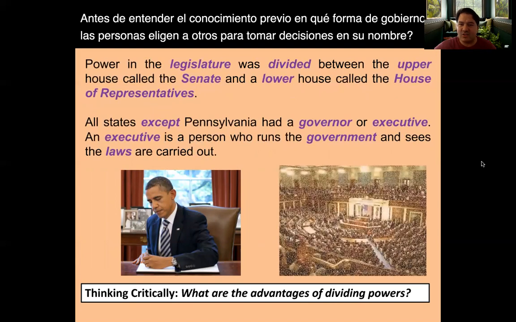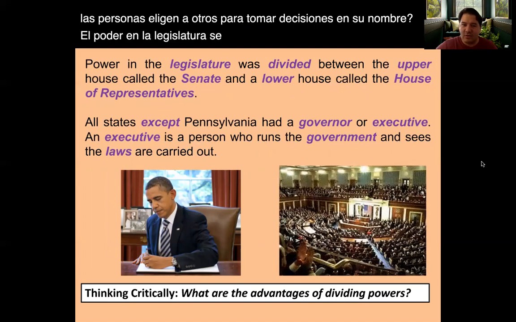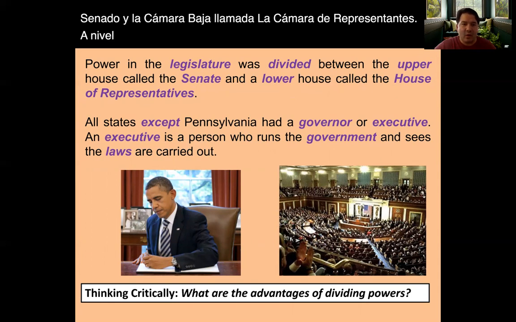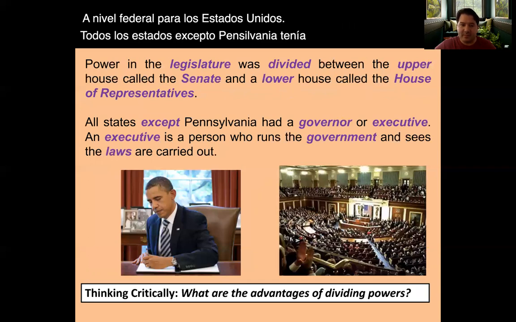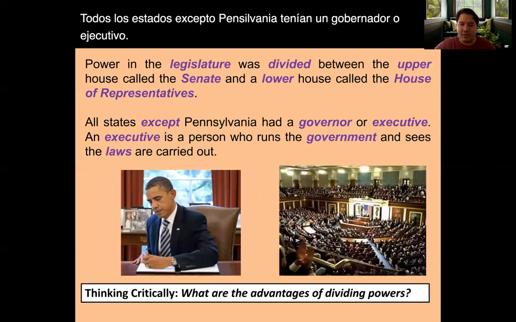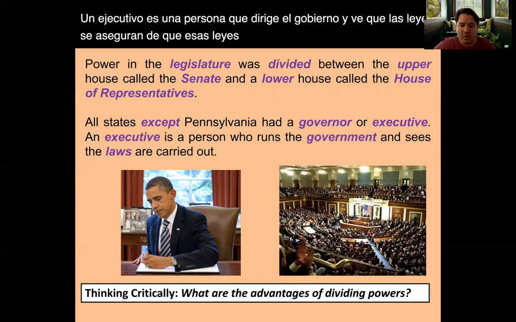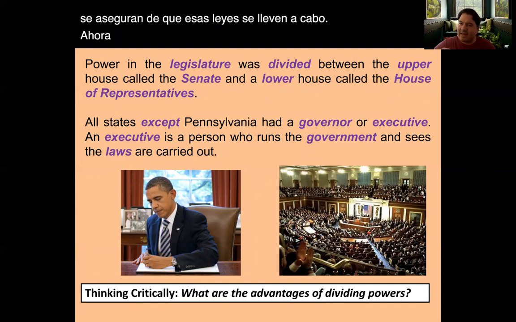Power in the legislature was divided between the upper house, called the Senate, and the lower house, called the House of Representatives, on the federal level for the United States. All states except Pennsylvania had a governor or executive. An executive is a person who runs the government and sees the laws, makes sure that those laws are carried out. Now, what are the advantages of dividing up power into different branches, into different parts?